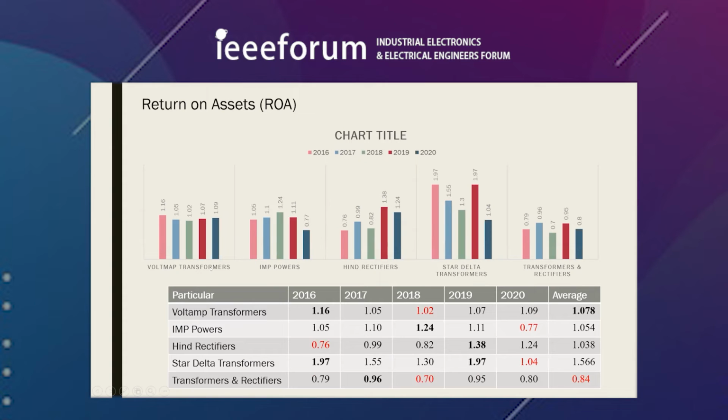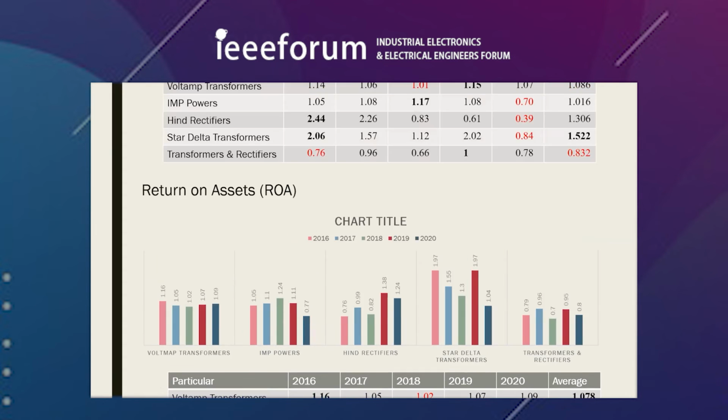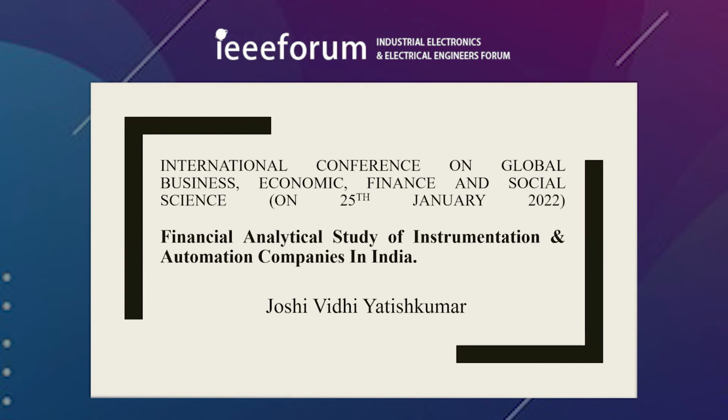The next is return on assets. This is the chart of return on assets. Voltman always has a higher ratio, and Transformers and Rectifiers has a lower ratio at 0.0707. On average, we can also see that Voltman Transformers is as high as 1.078, and Transformers and Rectifiers is as low as 0.78.